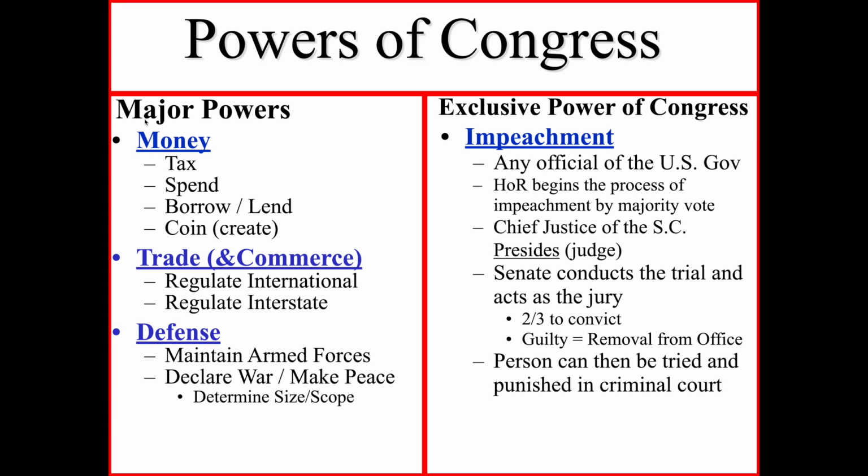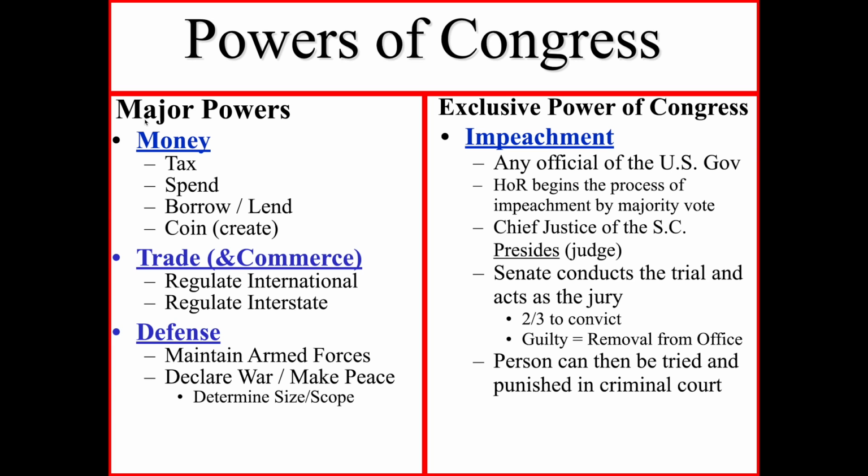The House of Representatives begins the process of impeachment by a majority vote. They hold all kinds of hearings. If you were paying attention this year, it's a long process. And then constitutionally, the vice president is the president of the Senate, we'll get to that, and he would preside over the Senate trial. But now the Chief Justice comes from the Supreme Court, and he presides over the trial. The Senate sits as the jury. They conduct the trial and they act as the jury.